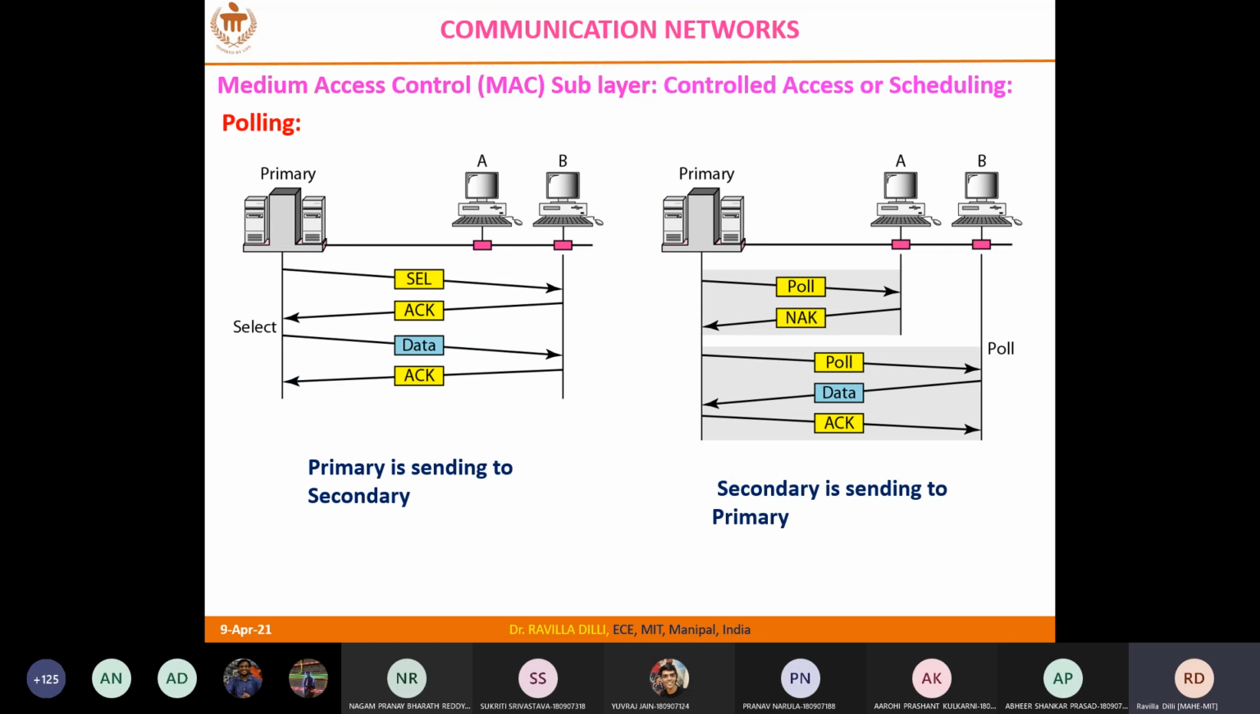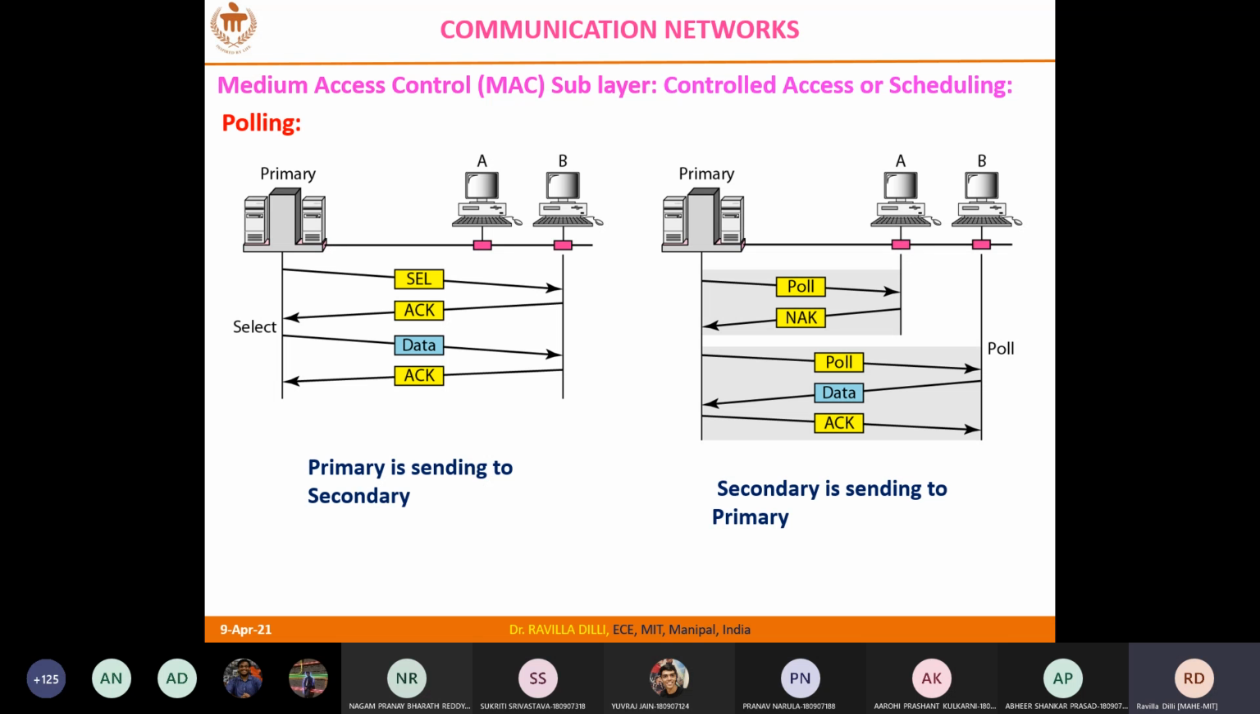The next one is polling. Being the primary station, I will ask each secondary station whether they have data to transmit. If they have, they will send data. Otherwise, they will send a negative acknowledgement saying they don't have data. Then I will ask the others. So polling means asking, verifying the presence of data. If a secondary station has data, it will send the data, and being the primary, you should send an ACK in return.